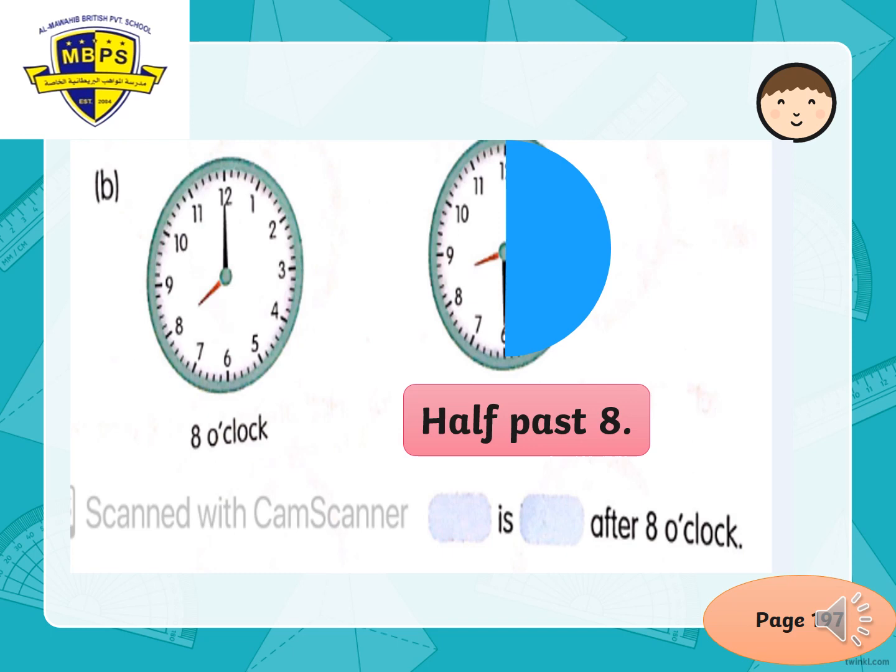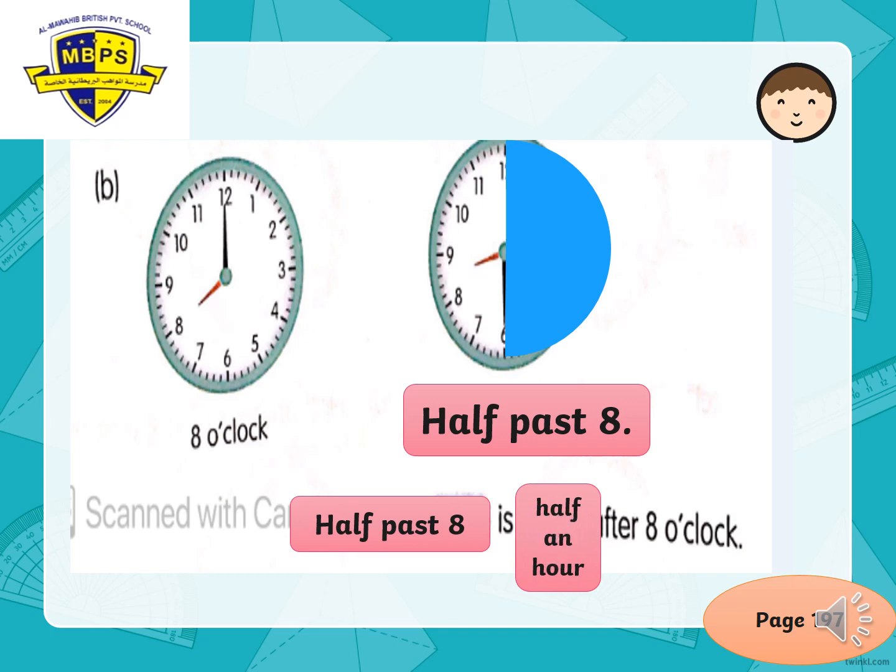Now, how much time is it after 8 o'clock? Is it 1 hour? No, it's only half an hour after 8 o'clock. So 8:30 is half an hour after 8 o'clock.